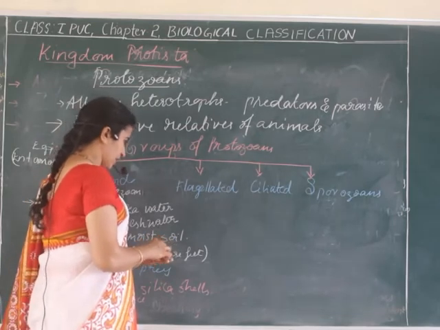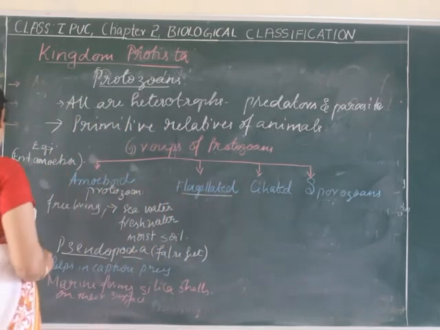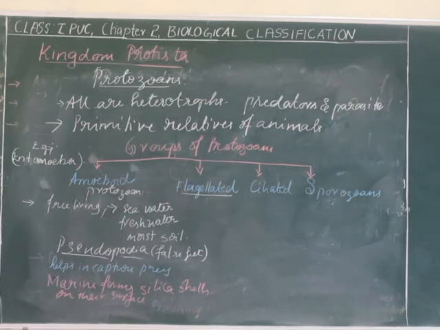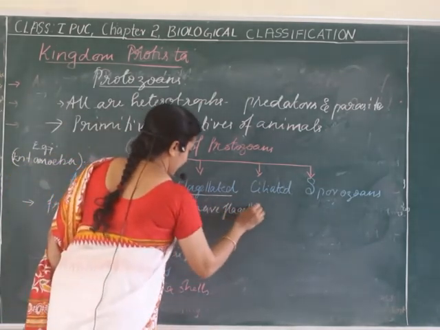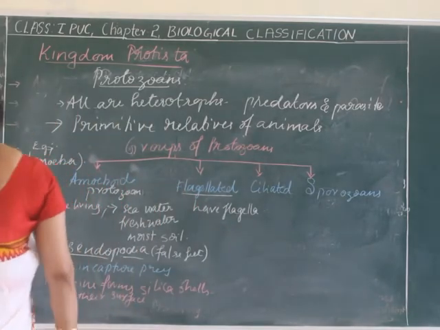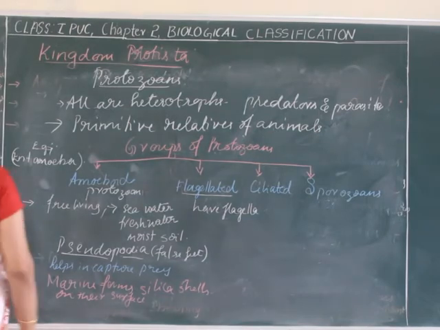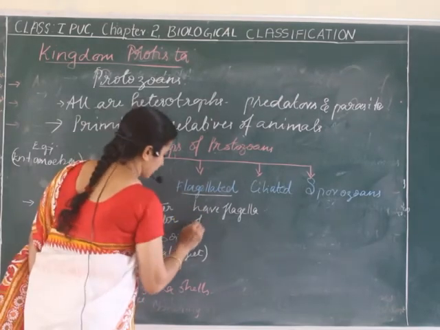Next we'll see the flagellated protozoans. As the name itself indicates, they have flagella. So how does this flagella help them? They have flagella, and they can be free living or parasitic. The parasitic forms cause disease. Don't think that all flagellated protozoans are parasites. Some of them are free living.